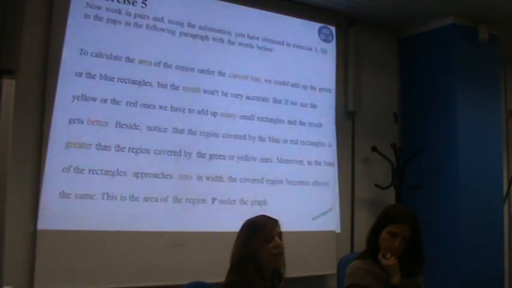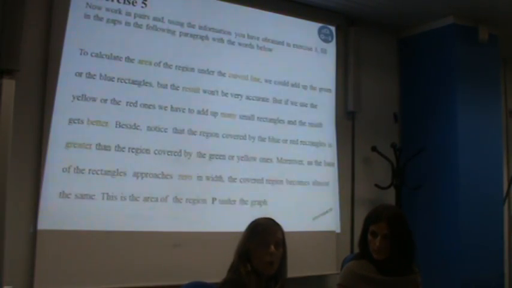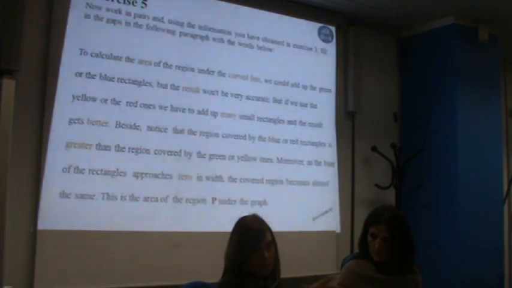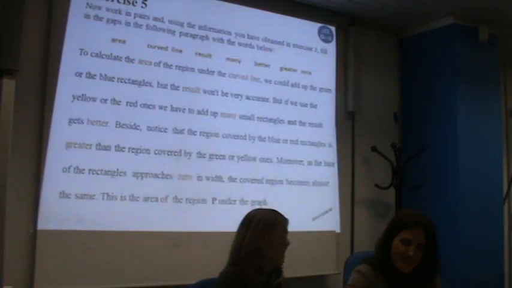In exercise 5, they work in pairs and they reflect on what they made in the previous exercise. So we have an assessment moment. They notice that the region covered with the different sets of rectangles gives them an approximation, and when the width of the rectangles approaches 0, the area is the same with both sets of rectangles.